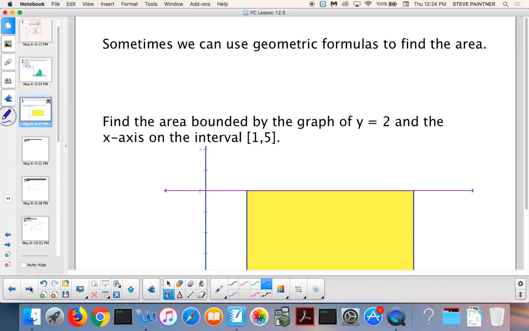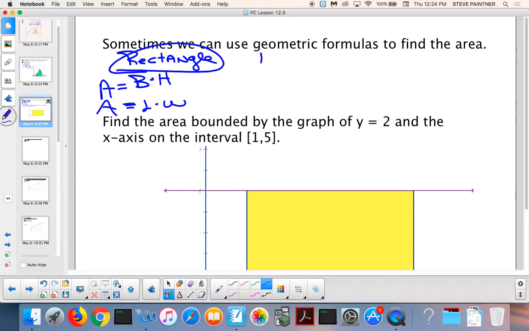Here's where you should start writing something. If you were to get a rectangle, tell me the area of a rectangle. Base times height, some people say length times width. What if you get a triangle? One-half, base times height.